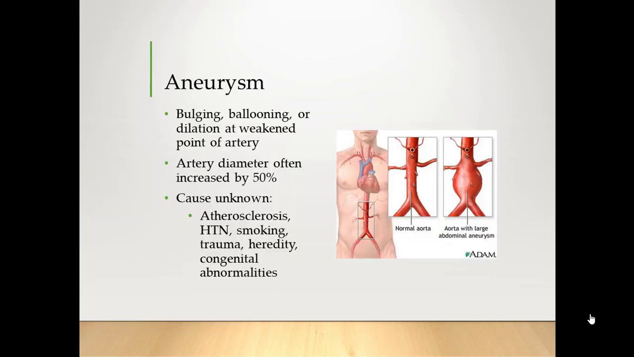All right, aneurysms. This one here is an abdominal aneurysm. So anytime in an artery there's a bulging, a ballooning, it's dilated or weak, it can actually bulge out and it'll thin out and eventually it can burst. It can be caused by atherosclerosis, hypertension, smoking, trauma. It does run in families. It might be something they're born with as well.